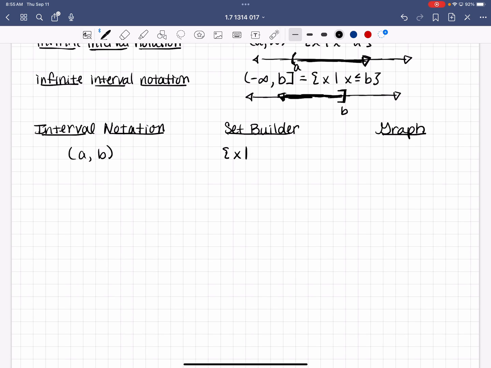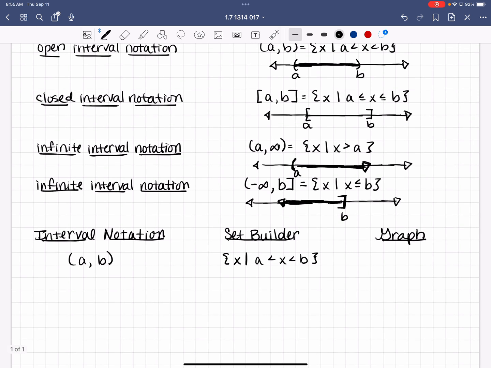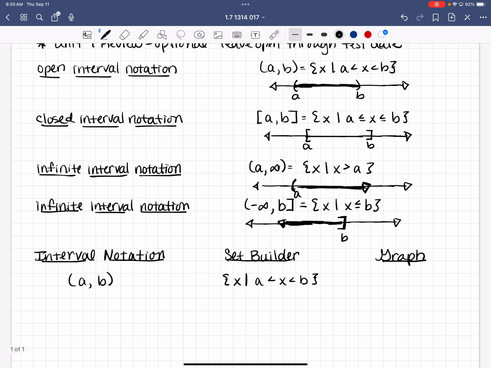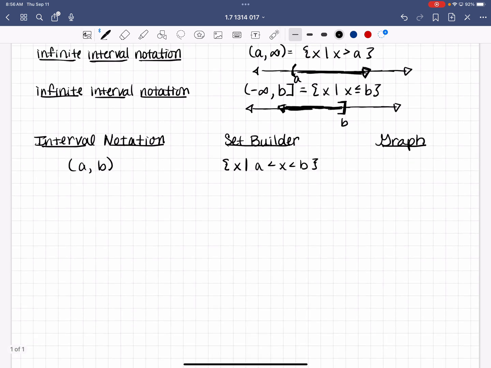And so that little straight up and down bar in the curly brackets that denotes set builder notation says X such that. Now, we're talking about the values that lie between A and B, but not including A and B because it's a set of parentheses, not a bracket. So we're going to say A is less than X is less than B. Okay? And you had that one up here. That was the example that we gave on that open interval.